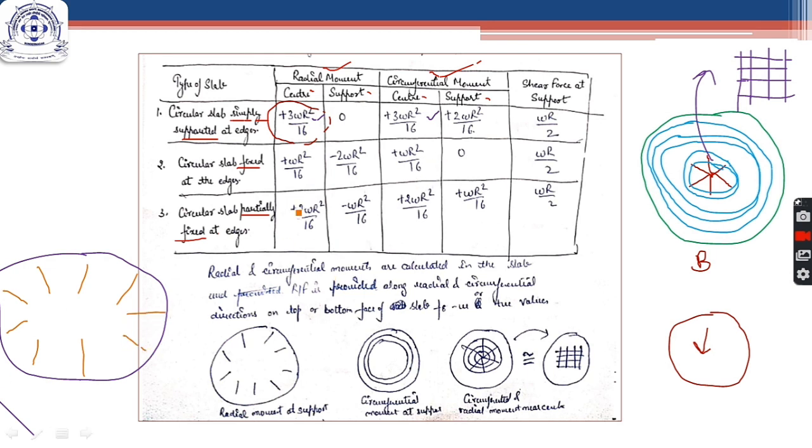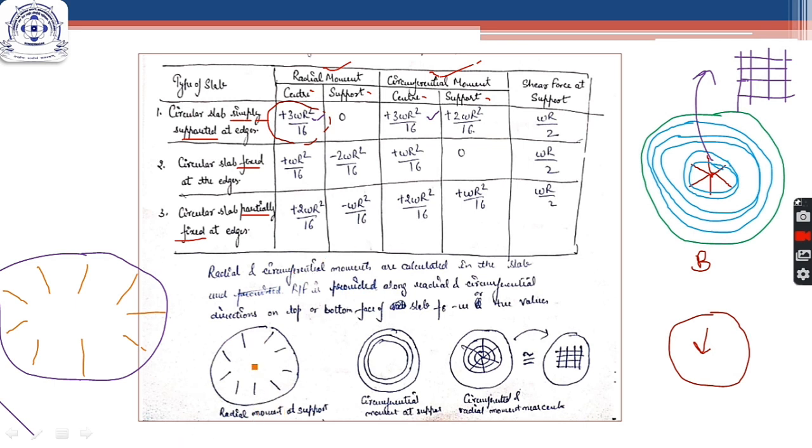So I hope you understand what is the meaning of positive, what is the meaning of negative, radial moment at center, at support, and accordingly the reinforcements in their region. So what we do in the design of circular slab, we calculate the radial and circumferential moments according to this table and according to whichever support condition we have, and then we provide the reinforcements due to these moments in either radial direction or circumferential direction at the center, or at the support, at top face or bottom face, depending on the sign of your sagging or hogging.